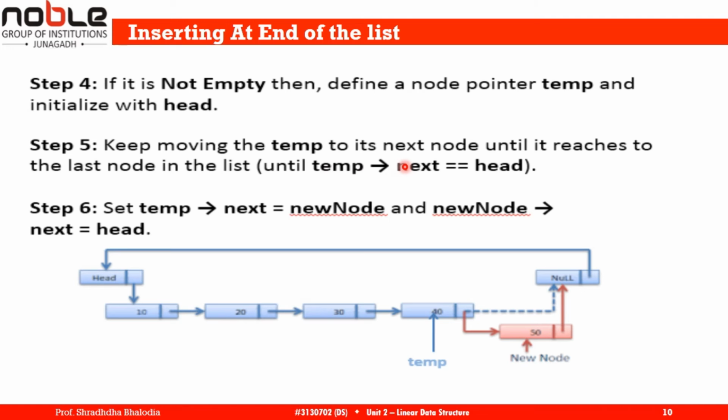Keep moving temporary to its next node until it reaches the last node in the list. By using temporary's next is equal to head, we check the condition for the last node. At the end we set temporary's next equal to the new node. Here 50 is the new node. So temporary's next is set to the new node, and the new node's address part is set with the value of head. So this is how inserting at the end of the circular linked list is done.